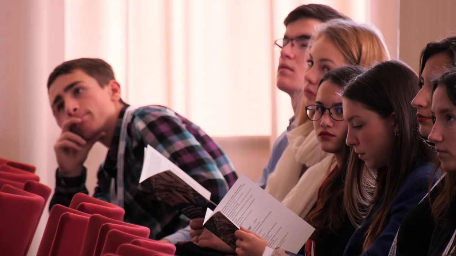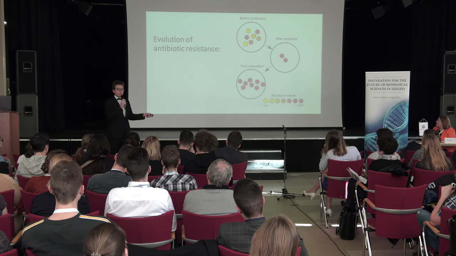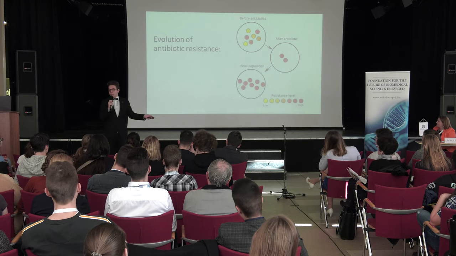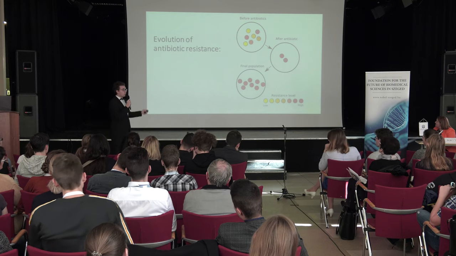Then antibiotic selection came, and just the two most resistant bacteria could survive. And after multiplication, they formed the final bacterial population, and we can see that just resistant bacteria can be detected. So this is how evolution works.